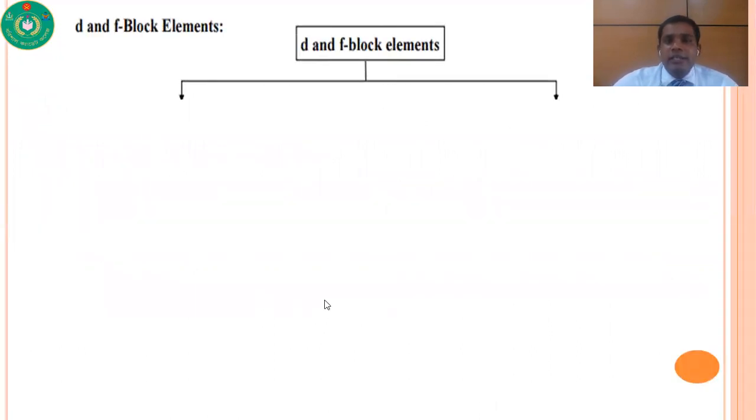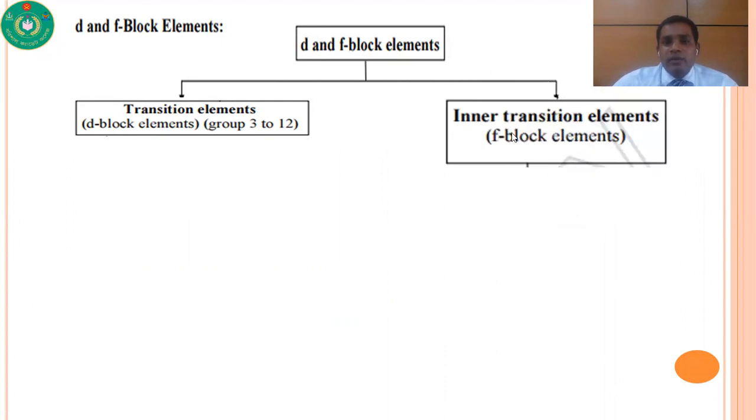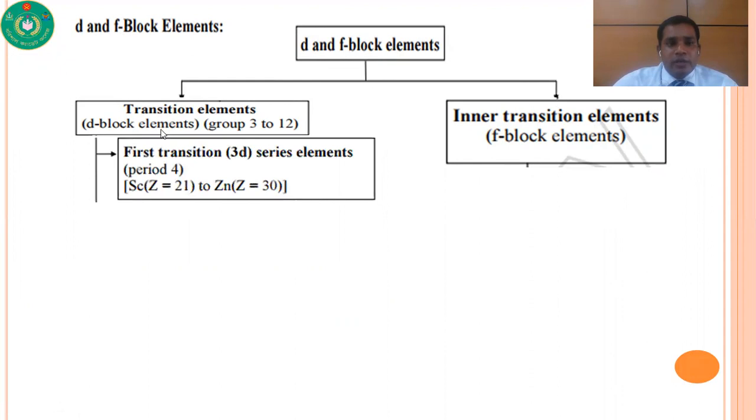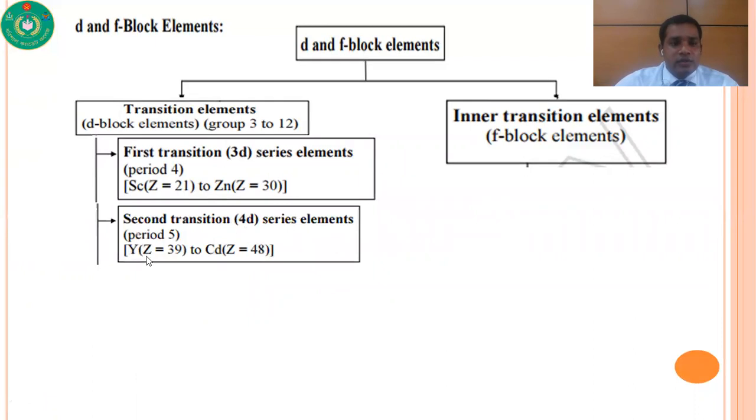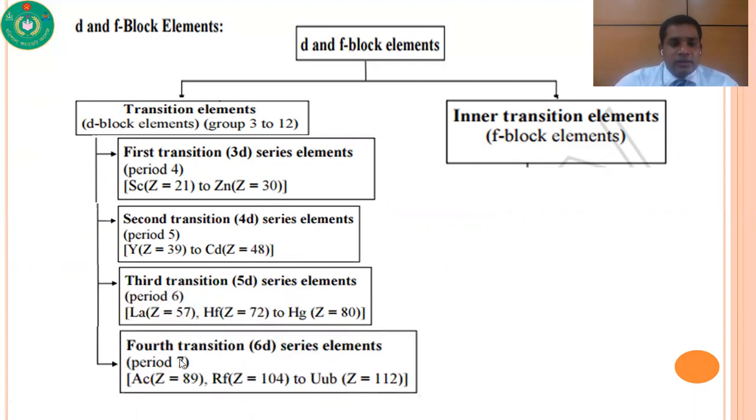So if I summarize d and f orbital electron elements, d block elements are known as transition elements. They start from group 3 to group 12, and f block elements are known as inner transition elements. In the d block, the first one is the 3d series, which starts from scandium to zinc, and the 4d series starts with yttrium to cadmium. The 5d series starts with lanthanum, hafnium to mercury. And the last one is the 6d series. This starts with actinium and contains rutherfordium to copernicium.